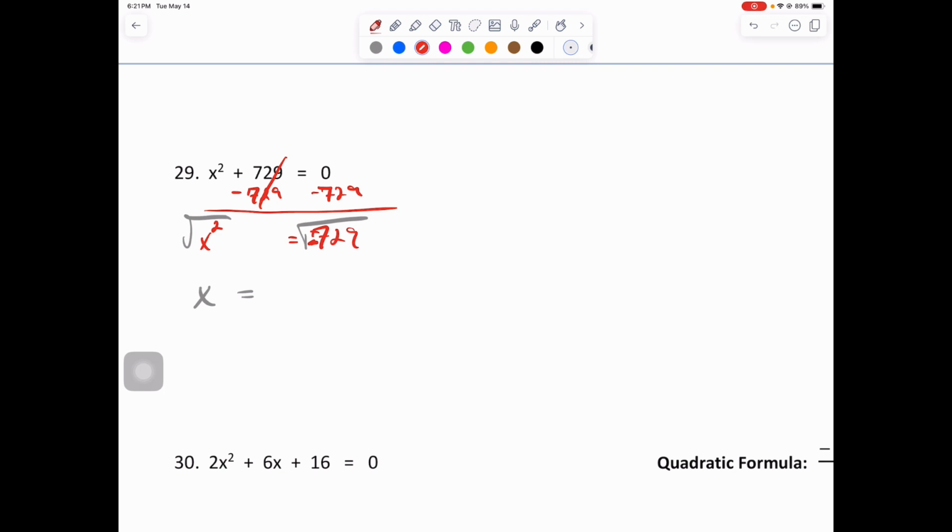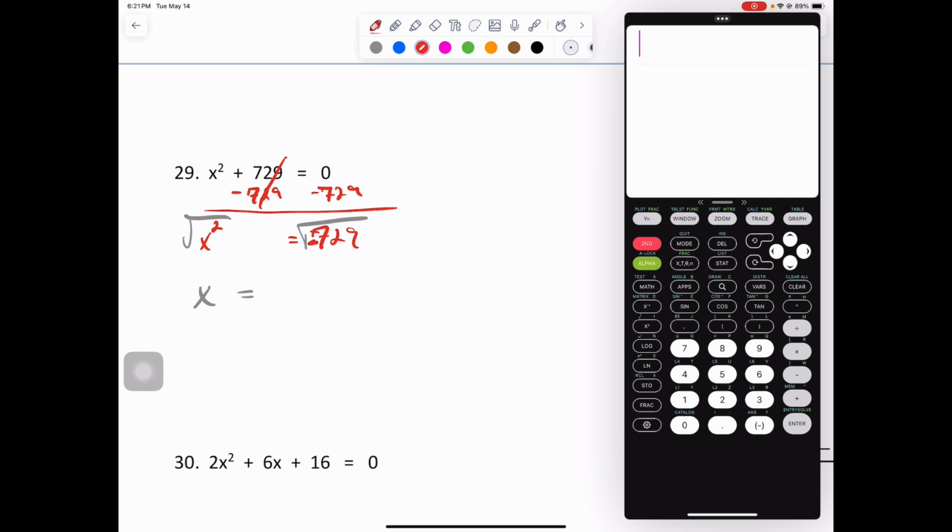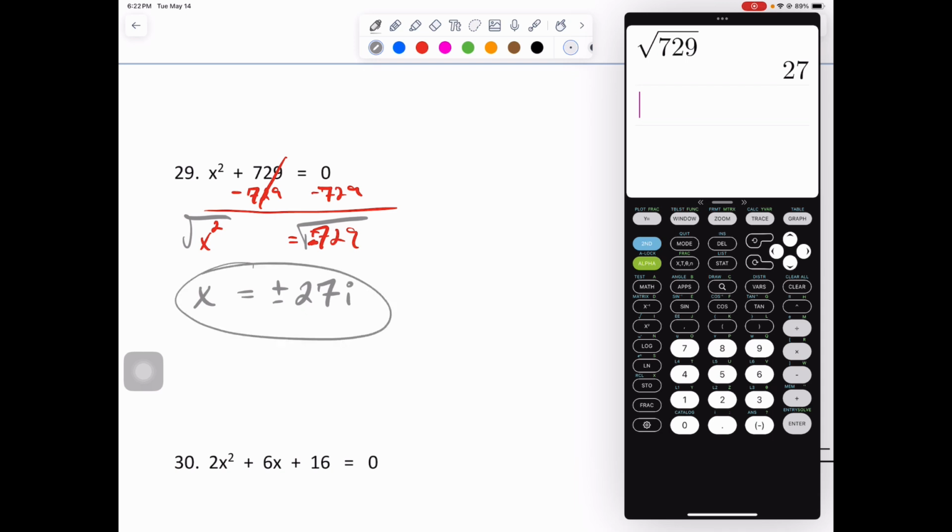And when we have that negative 729, in your calculator, if you take the square root of 729, second x squared, 729, it's a positive 27. However, because it's negative, I just want you to simply write your answer as x equals plus minus 27, and don't forget the i because it's negative 729.